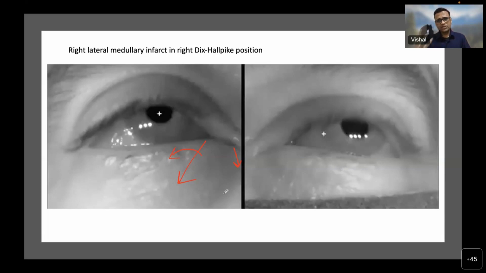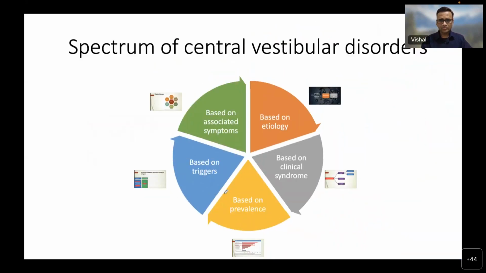And even in case of signs, it is not positional vertigo or nystagmus alone. Usually these patients will have other signs. It will not happen that a patient will have isolated positional vertigo and nystagmus in a central case. Most of the time they will definitely have neurological signs, which are very important clues towards the central etiology. And I'm going to present similar cases in this particular talk.